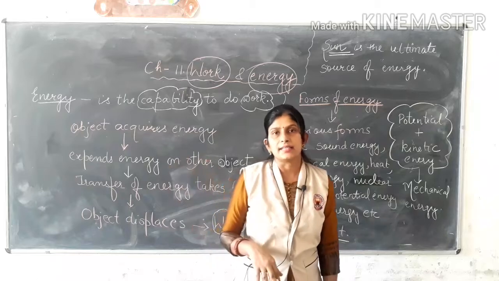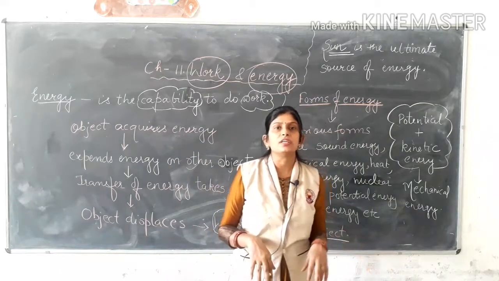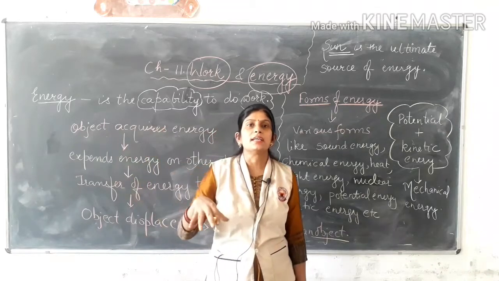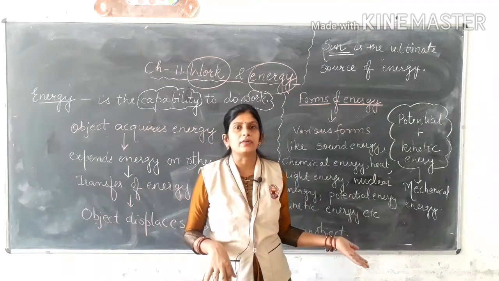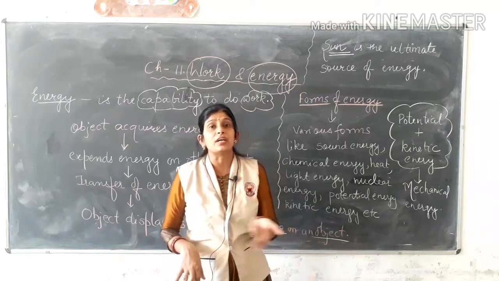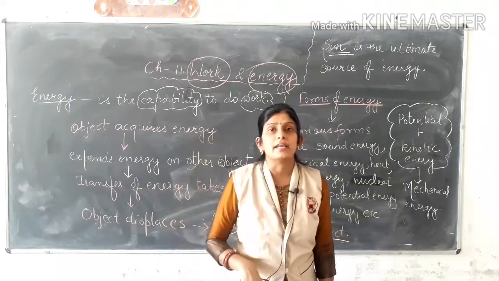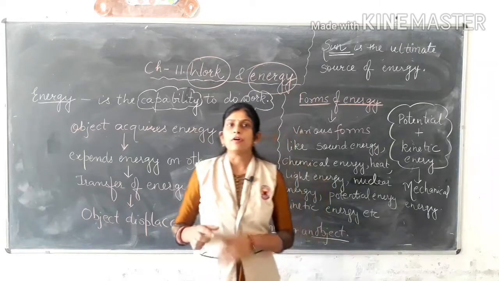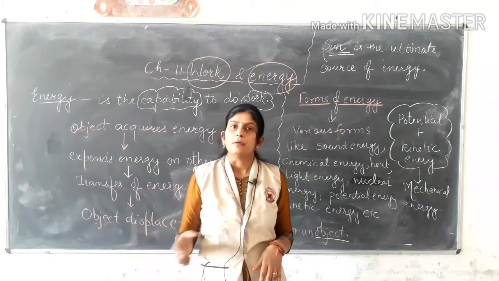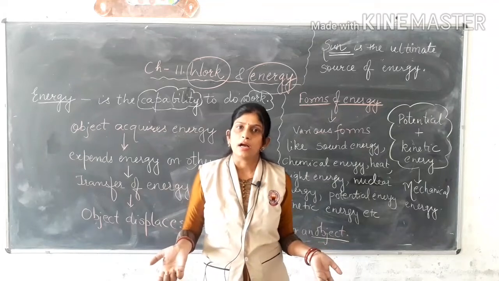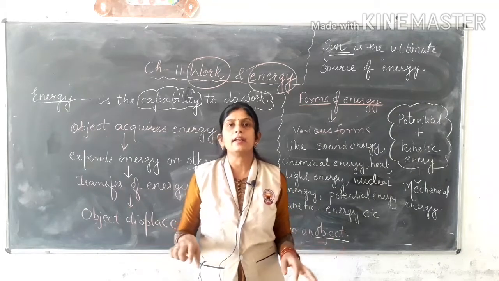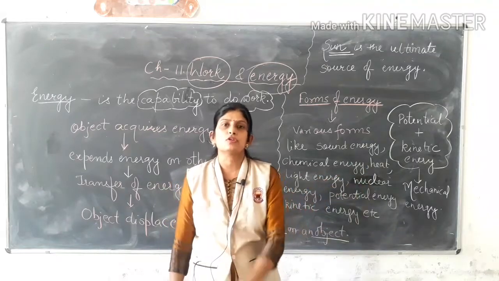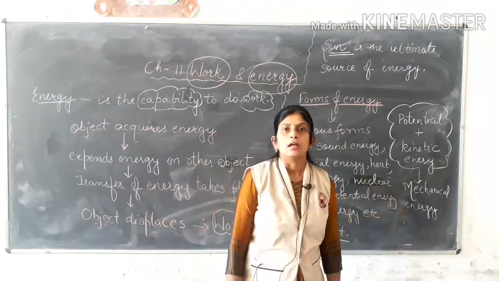In another case, electrical energy is generated from solar energy. So, here the sun's energy is directly converted into electrical energy. Okay, so one way or the other, most of the energy is derived directly or indirectly from the sun. So the sun is the ultimate or main source of energy on earth.